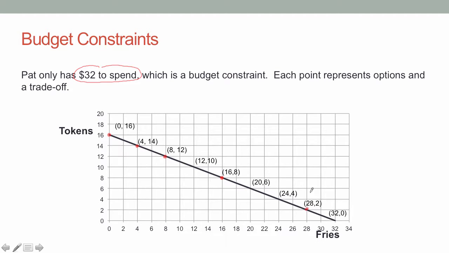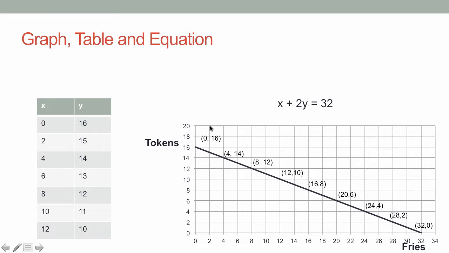And we're getting into some good algebra. Remember, the equation for this was $1 per French fry plus $2 for each bus token was a total of $32. This is the equation of this line that we're graphing right here. And there it is in table form. There's our equation, there's our line, there's our table.